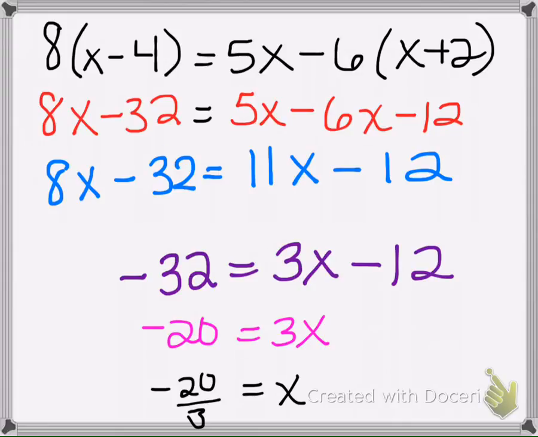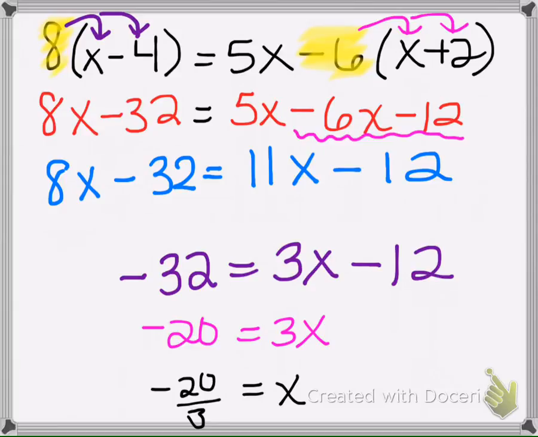property first. So first thing is we're going to take this 8 and multiply it to the x and the -4, and that is done correctly. Then we're going to take the -6 here and we're going to distribute it by multiplying, and that is done correctly. Alright, after the distributive property comes combining like terms.